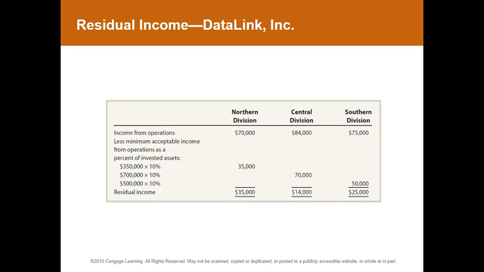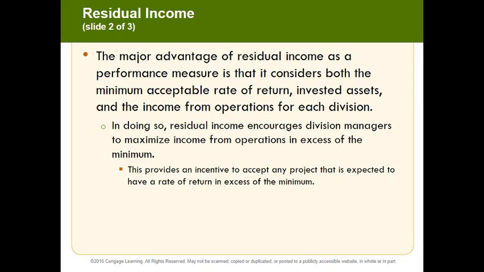When we use this specific measure, the residual income measure, for the Northern, Central, and Southern divisions, which are all a part of this investment center, we find that the Northern division has 35,000 of residual income. The Southern division has 25,000 and the Central division 14,000. Now, what's the key difference in them that is causing this to happen? We'll continue to look at residual income and show you how to break that apart.